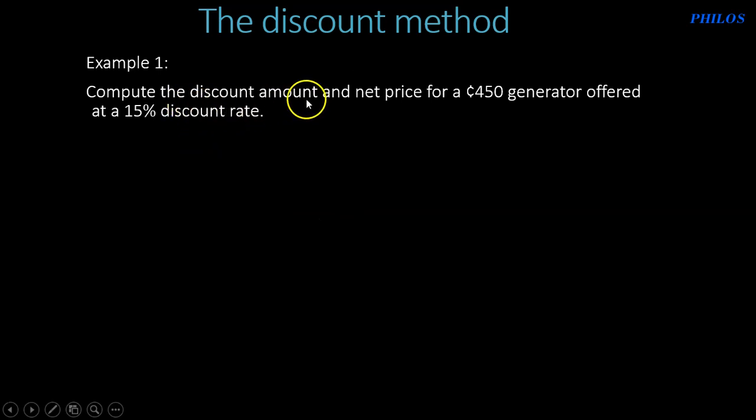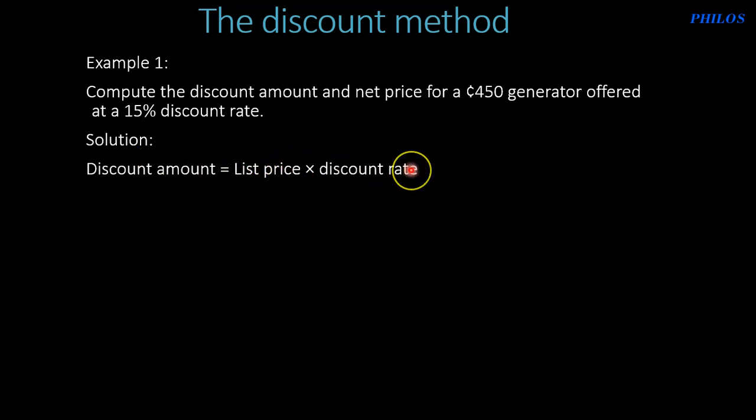Example 1. Compute the discount amount and net price for a 450 cedis generator offered at a 15% discount rate. To solve this, we recall the formula for discount amount. The formula for discount amount is list price times discount rate. Now, go back to the question. The question says, compute the discount amount. So we want to find the discount amount and the net price for a 450 cedis generator. So this 450 cedis is the list price of the generator because it says 450 cedis generator, meaning the price of this generator is 450 cedis, offered at 15% discount rate, meaning the discount rate is 15%.